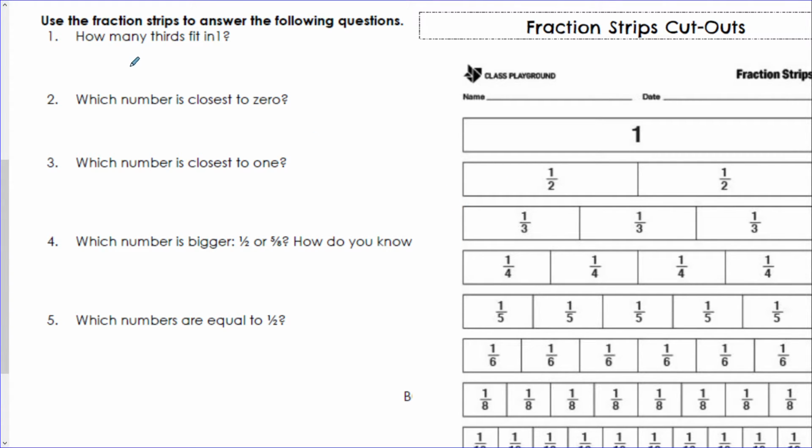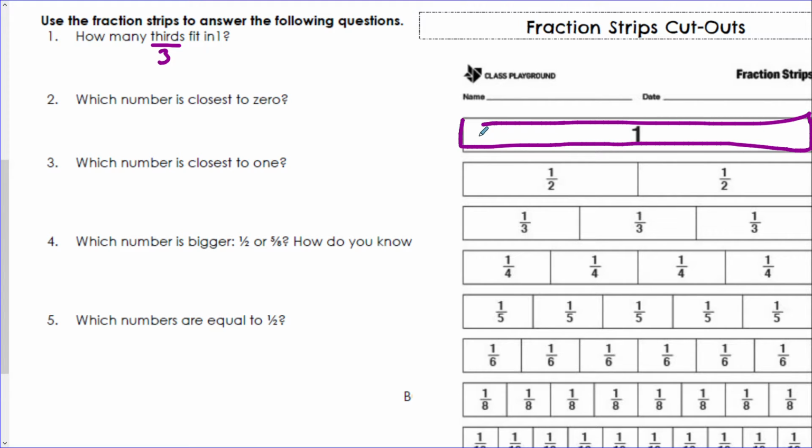All right. So question number 1, how many thirds, meaning 3, right? Thirds, third grade, right? Fit in 1. So I have one big fraction strip, and I want to know how many of these thirds make the same size strip. So remember, it needs to be the same. So I'm going to look at this tile. So I have 1, 2, 3 fits into 1. So thirds meaning 3. So there's 3 thirds fit into 1.